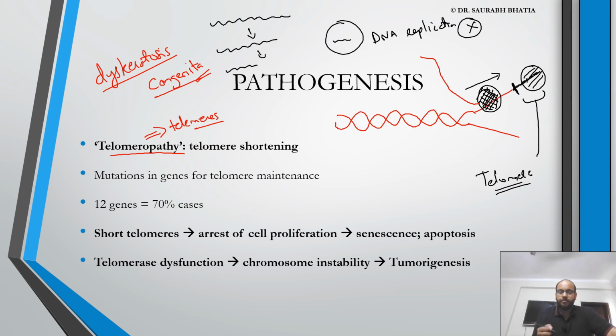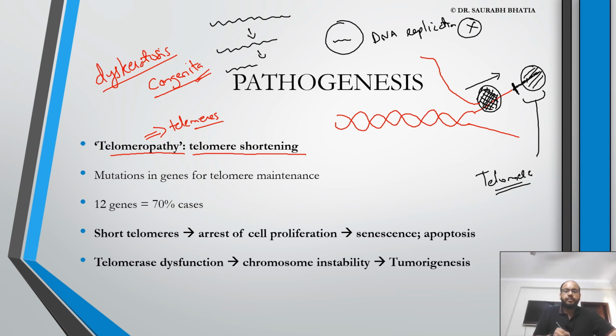Because now it cannot divide, there's no point. In dyskeratosis congenita, this telomere length is not maintained. So there is telomere shortening. So what all cells would be affected by telomere shortening? Those cells which are required to divide faster. So skin is affected, gut is affected, bone marrow is affected, liver is affected, lung is affected. All the areas where rapid replication is required.